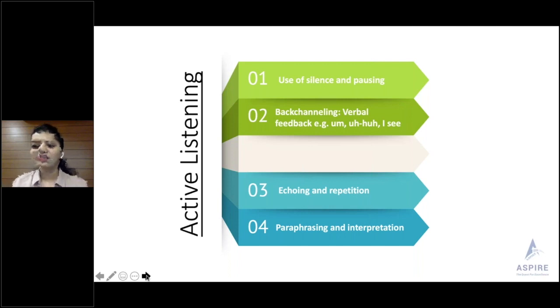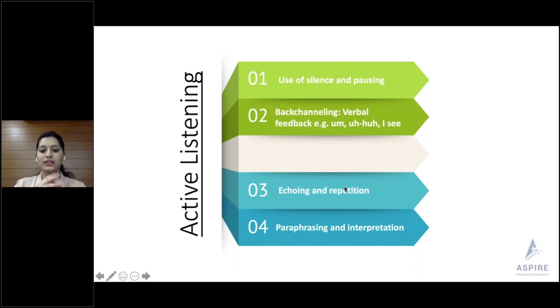Active listening, as I mentioned, use of silence and pausing whenever you're delivering a serious diagnosis, or you're about to tell them something delicate. Back channeling: whenever a patient is talking, don't just sit quiet without any reaction, because this might make them doubt if you're listening to them or paying attention. So use verbal feedback, like it is okay, or I see, all right, and words like those to show that you're actually listening to them.